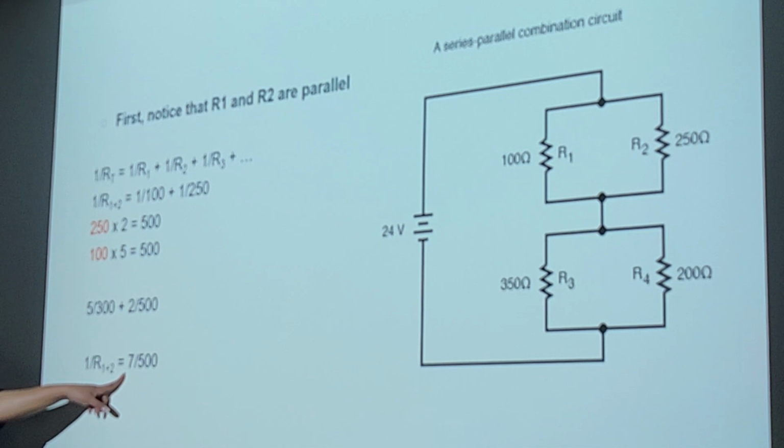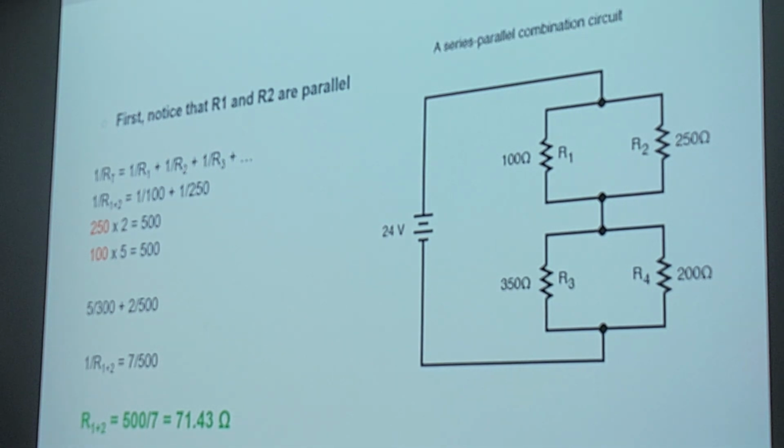You mean 5 plus 5 plus 2, 7 over 500. Are y'all confused? Carla, you good? Okay. So our resistance would be 500 over 7, 71.43 ohms. So our total resistance here is 71.43.